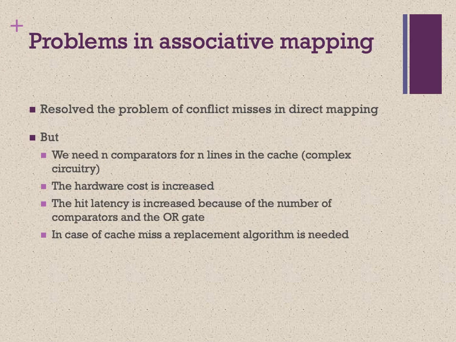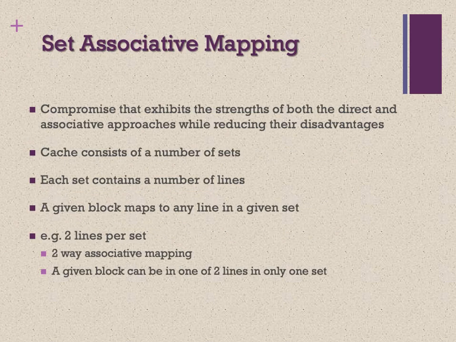The hit latency is increased because of the number of comparators and the OR gate. And in case of cache miss, a replacement algorithm is needed. What is a replacement algorithm? We will discuss this in detail. So a mid solution that we are currently using is set associative mapping. Direct mapping is simple. Associative mapping resolves the problem with the direct map, but we introduce more problems. So the middle point is set associative.